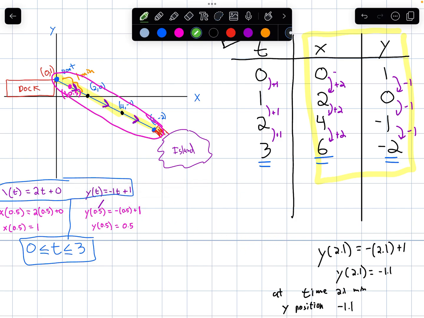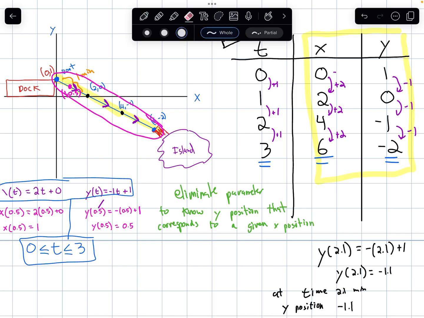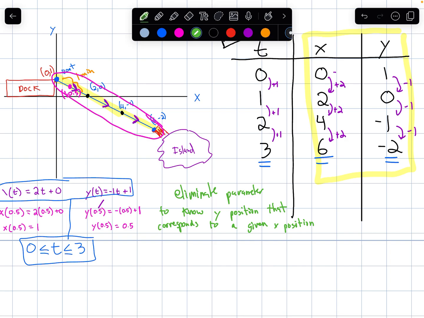What I can do is I can eliminate the parameter. Eliminating the parameter allows me to know the y position that corresponds to a given x position. So if I want to know the y position corresponding to an x position, really this is going to give me the actual curve or the line, the graph, I can eliminate the parameter.